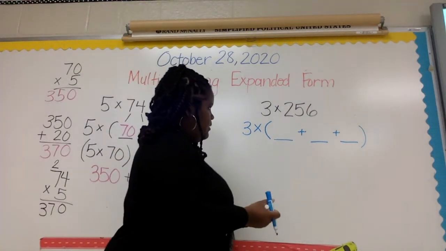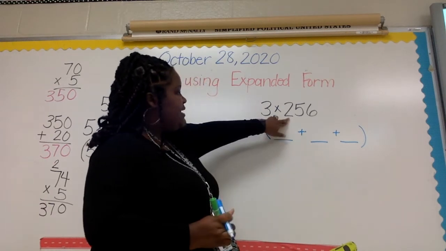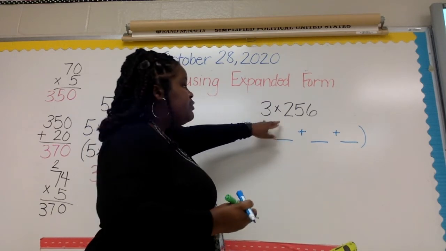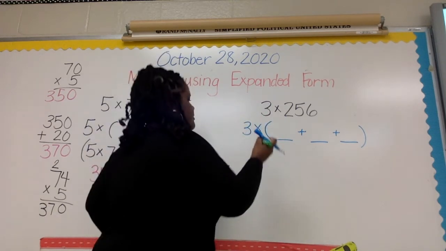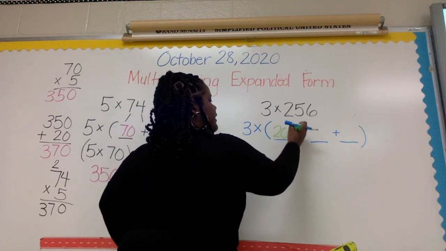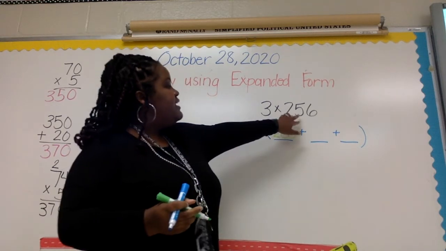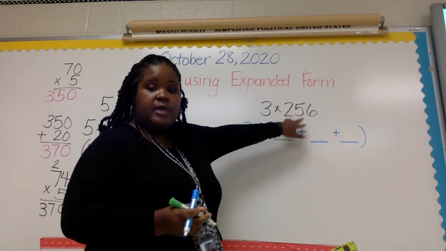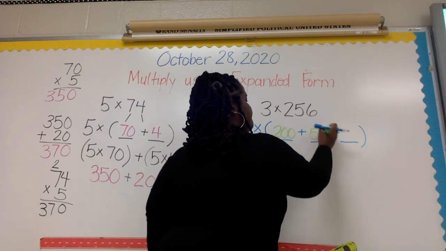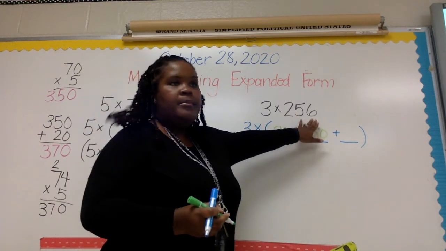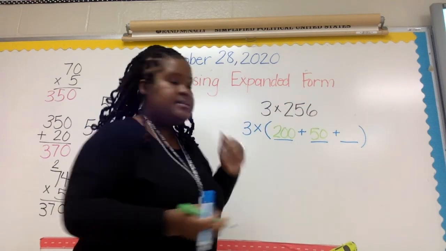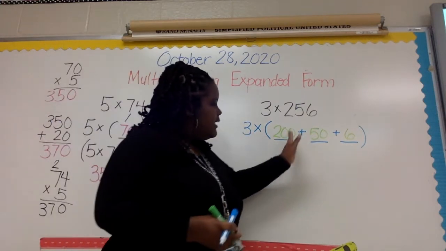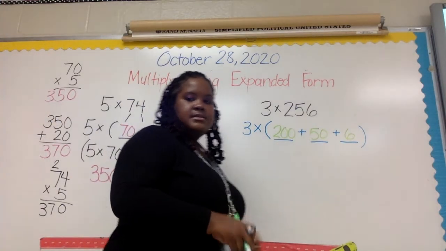Let's fill in. So the 2 in this number represents the hundreds place. So this 2, the value of this 2 is 200. So I'm going to write 200 there. Okay? The value of this 5 is 50 because it's in the tens place. Okay? So that's going to be 50. And then the value of the 6 in this number is just simply 6 because it's in the ones place. So you're going to put 6. Okay? So you're going to multiply 3 times 200, 3 times 50, 3 times 6.